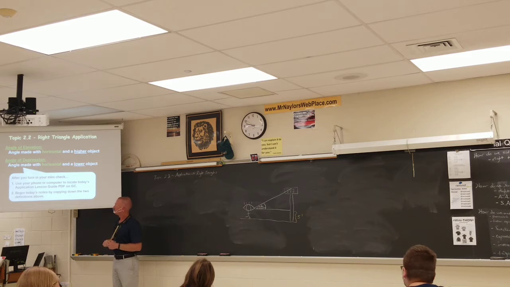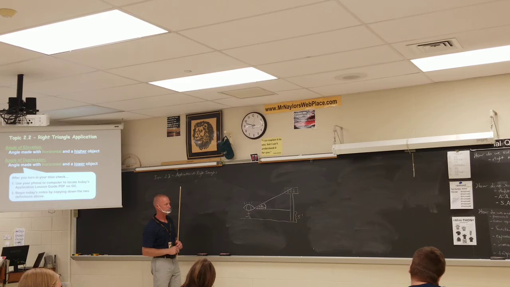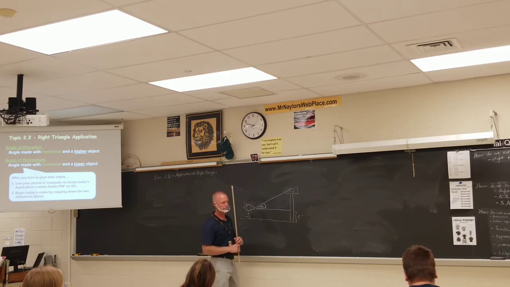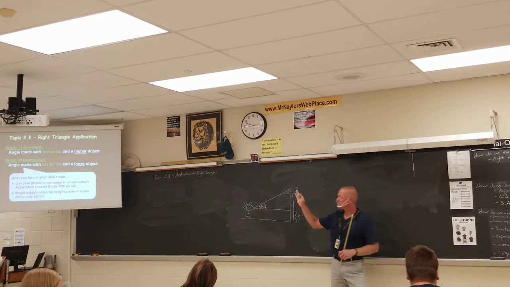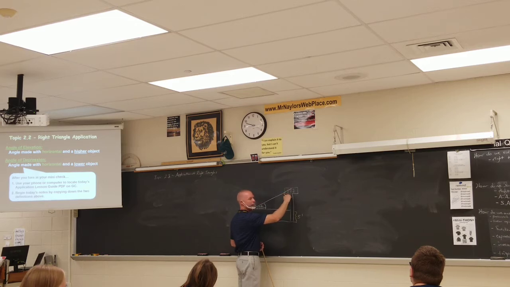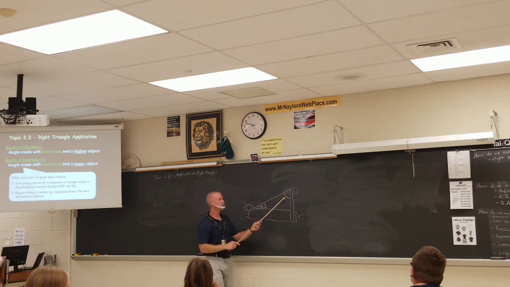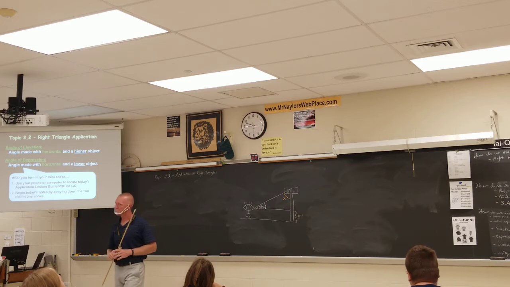Now, angle of depression. Angle made with horizontal and lower object. Let's have a little talk here, because this is probably the most common mistake. And it's not really a math mistake. It's more of just understanding this definition. Students think that this angle is the angle of depression, but that is incorrect.